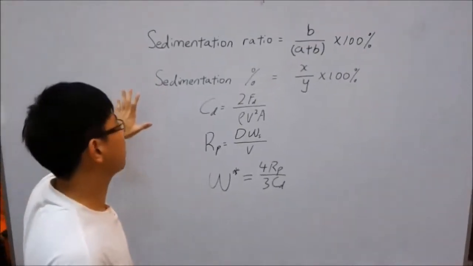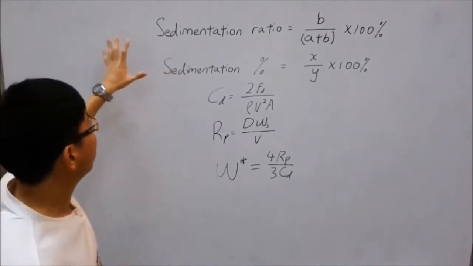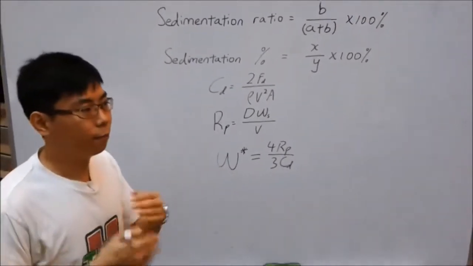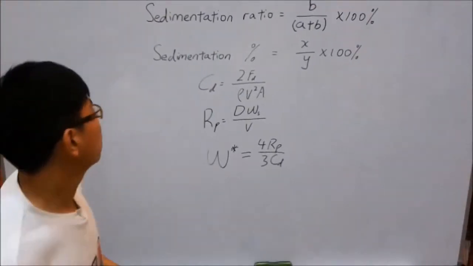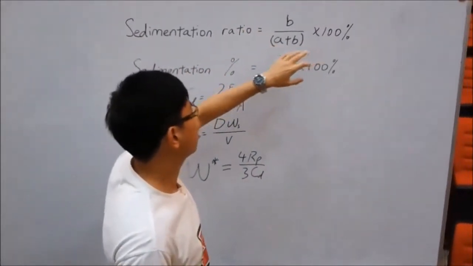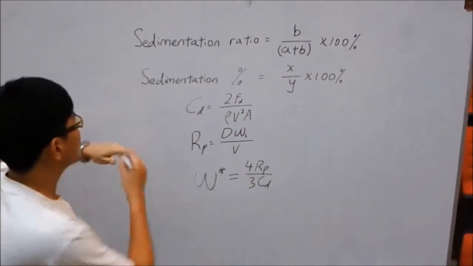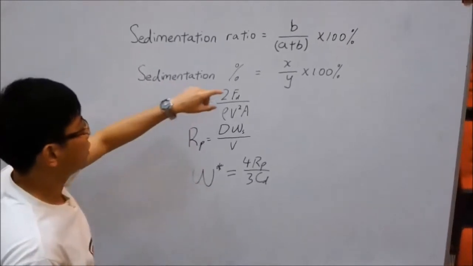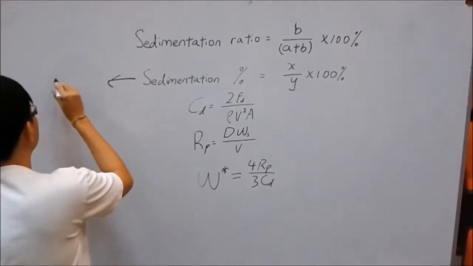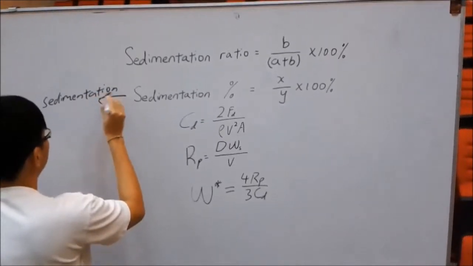After completing all the experiments, I have collected all the data, and right now I will use these equations to generate the values and to plot the graph. For the sedimentation ratio, it is B over A plus B times 100%, where B is the cloudy fluid and A is the clear fluid. For sedimentation percentage, it is X over Y times 100%, and this equation I will use to find the sedimentation rate.